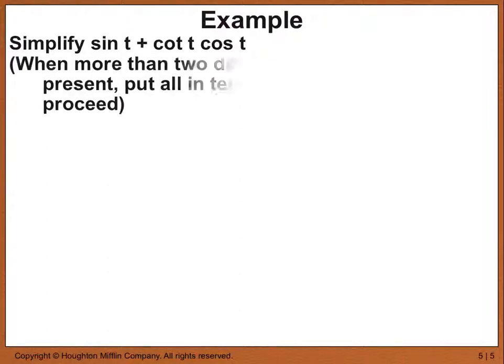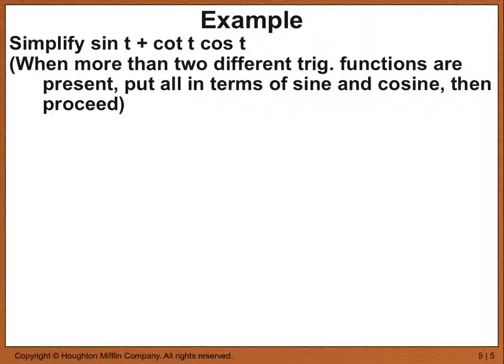Let's look at another example. Simplify sine t plus cotangent t times cosine t. Now we look at sine t plus cotangent t times cosine t, and it looks really complicated because we have now three different trigonometric functions. And so let me give you another hint for this one. When more than two different trig functions are present, put all in terms of sine and cosine, then proceed. You can usually put them in terms of sine and cosine.